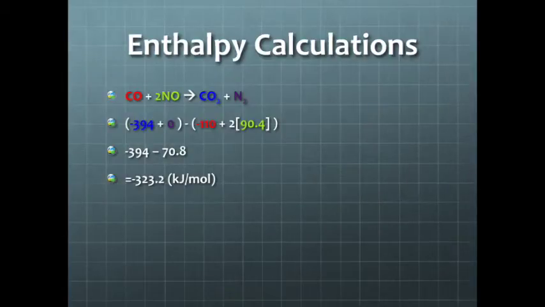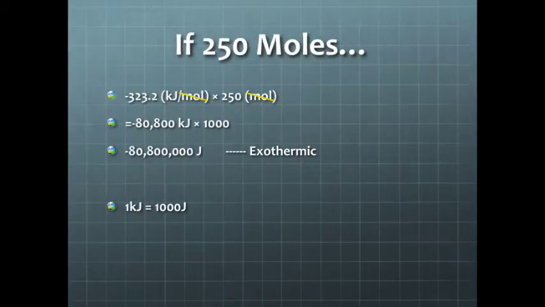Now, if there were 250 moles acting upon this, I just have to multiply negative 323.2 by 250, and that would give me negative 80,800 kilojoules. Now, 1 kilojoule is equivalent to 1,000 joules, so by multiplying that by 1,000, I get negative 80,800,000 joules, and this is an exothermic reaction because it is negative.